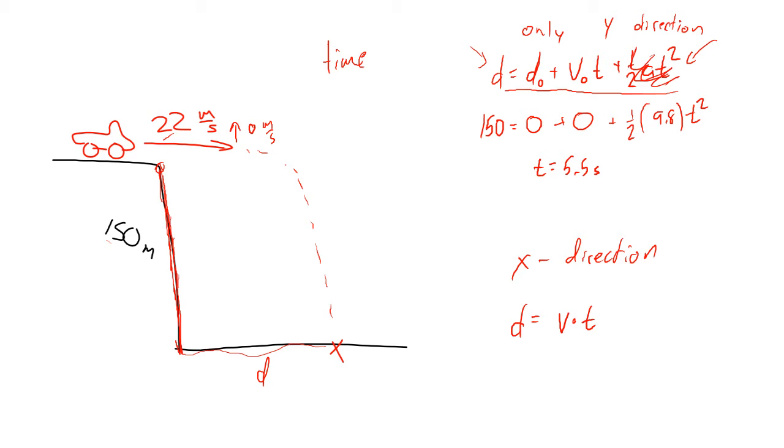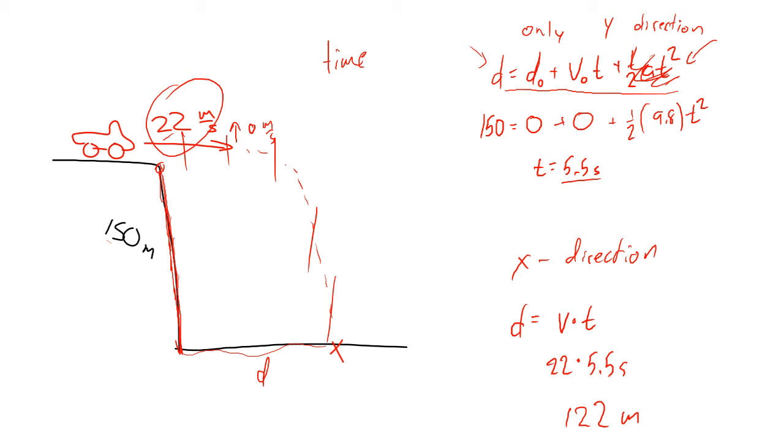Velocity times time. Which velocity are we going to use? We're going to use the 22, because this is the x velocity. Times time. Time is the same as what we had a second ago, because you're going to be in the air for 5.5 seconds. Each one of those seconds, you're going to move forward by 22 meters. That'll give you just about 122 meters altogether.